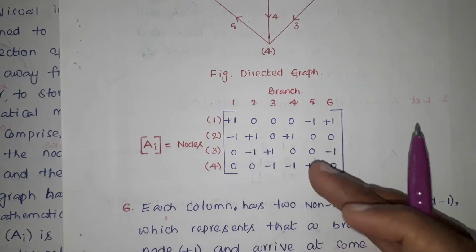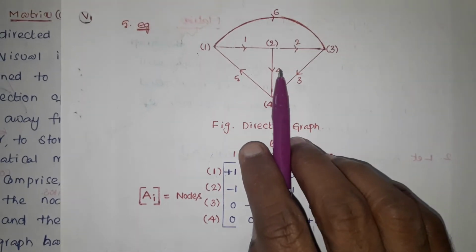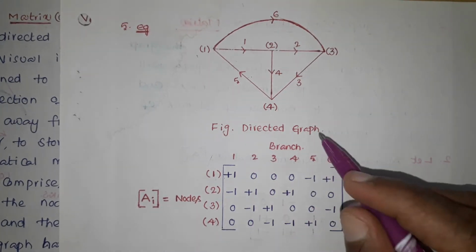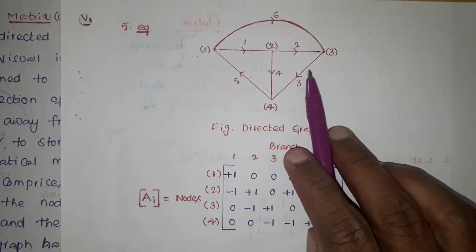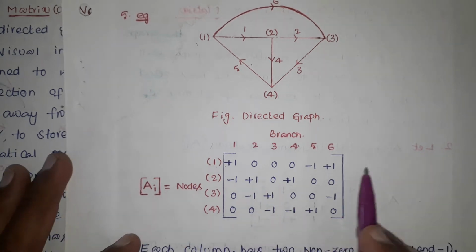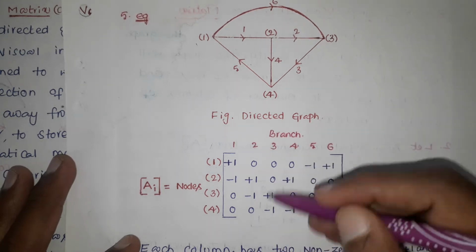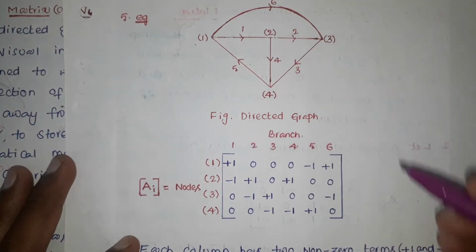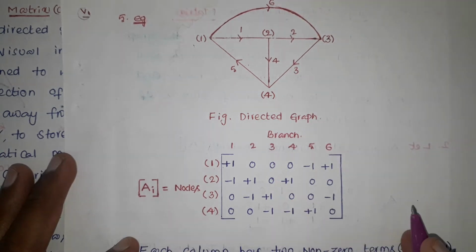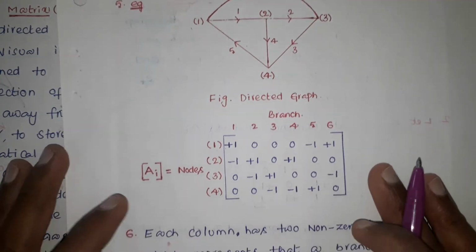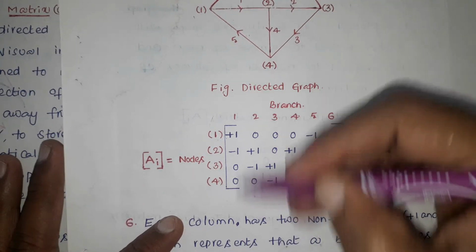So here in the incidence matrix, the number of rows is the number of nodes, and the number of columns is the number of branches. There are 4 nodes in this directed graph, so we get 4 rows in this incidence matrix, and the number of columns is the number of branches, so here it is 6. So for this example we get a 4 by 6 matrix. Now we have to fill this matrix column wise.